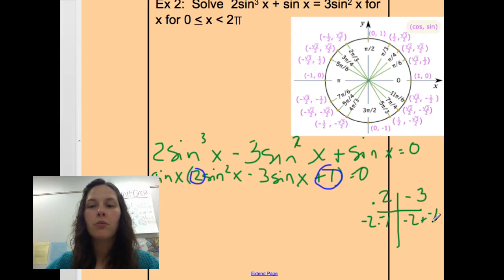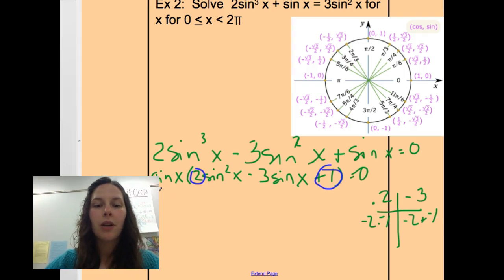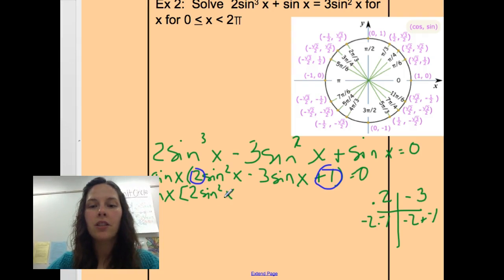So remember, when we're doing the AC method, we have to rewrite this as grouping. Our GCF we can't lose, and we've got 2 sine squared x. We're going to rewrite that middle term as negative 2 sine x minus sine x plus 1 equals 0. Now we're going to factor by grouping.